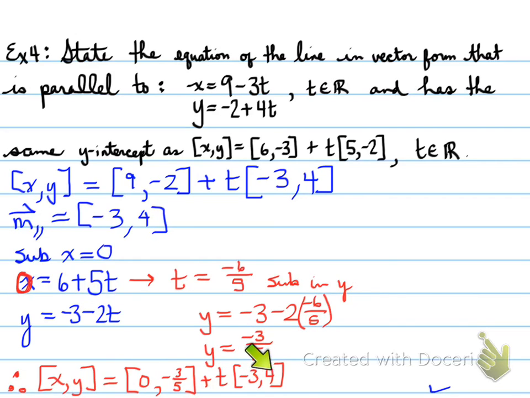And that is our direction vector. So this is our point, and this is our direction vector. Okay, well, that's the end of the idea of how to find the equation of a line in vector equation and in parametric equation.